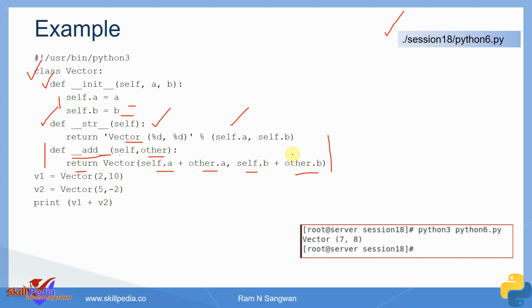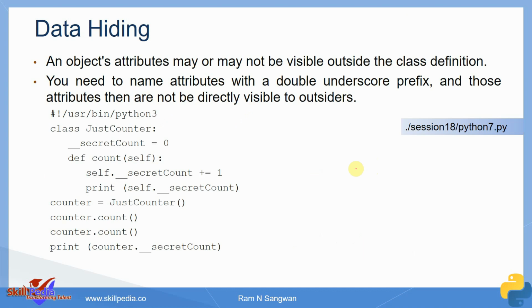So you are adding the two coordinates, you are adding the two points. V1 is vector 2, 1, 0, V2 is vector 5 and minus 2, and you print V1 plus V2. So it will print 7 and 8. So that is vector addition, or operator overloading. You can overload any operator with this method. With subtraction also you can overload. This is one example of operator overloading.